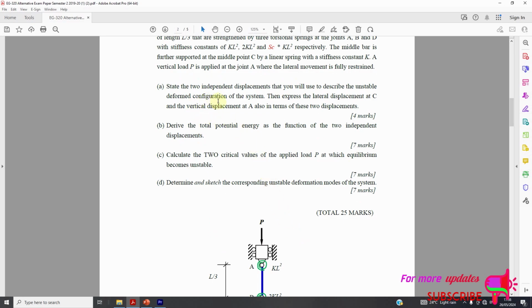State the 2 independent displacements that you will use to describe the unstable deformed configuration of the system. Then express the lateral displacement at C and the vertical displacement at A also in terms of these 2 displacements. 4 marks.